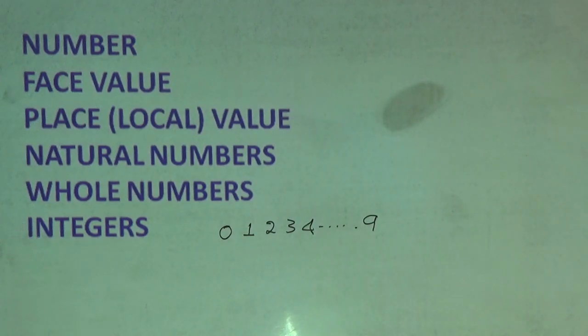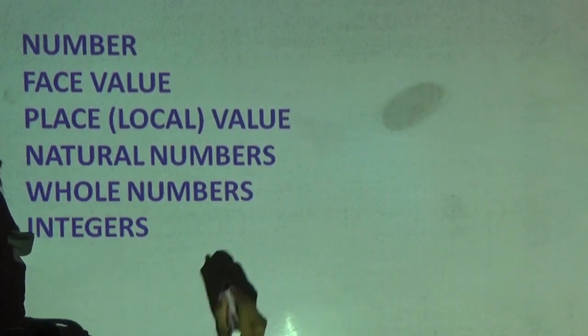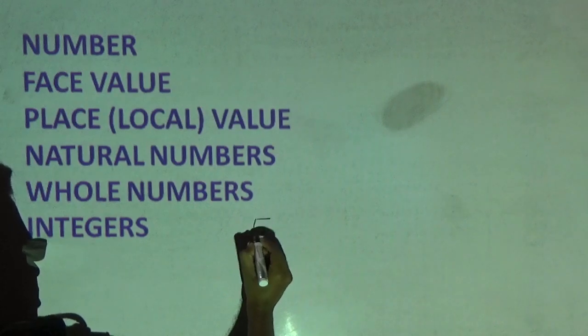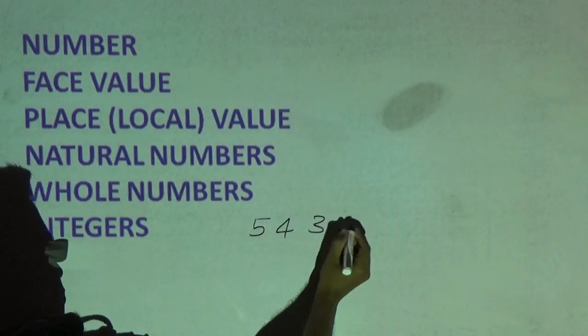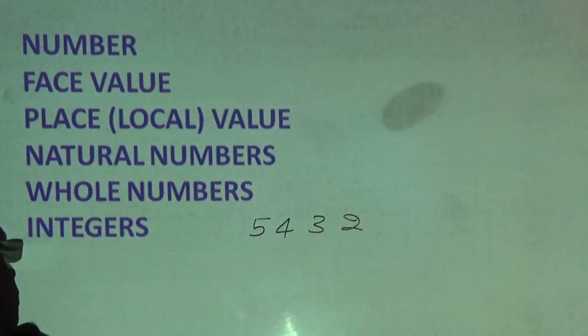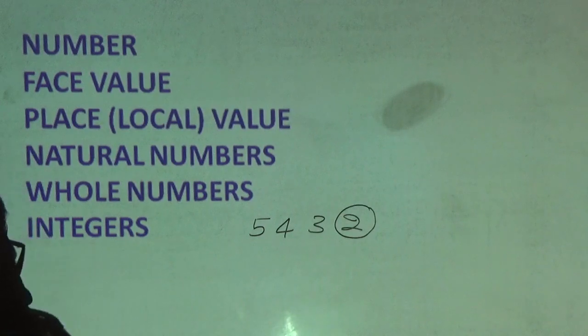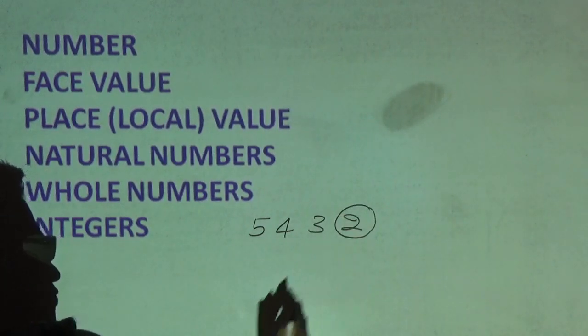The next concept, I need to explain what you mean by face value. What do you mean by face value? So I will take one example. I am writing here 5432. I am taking the number 5432. So you need to know what you mean by face value of 2. If they ask, face value is nothing but the digit itself. The face value of 2 is 2.